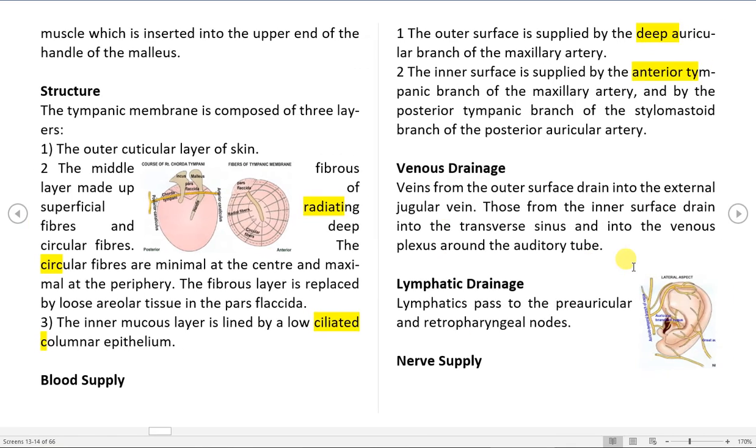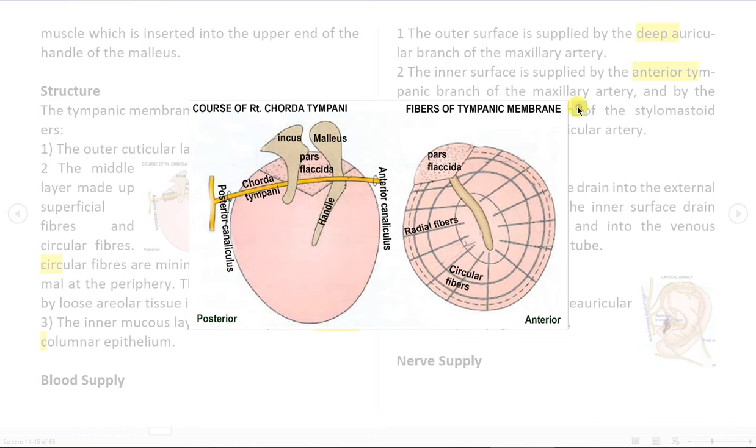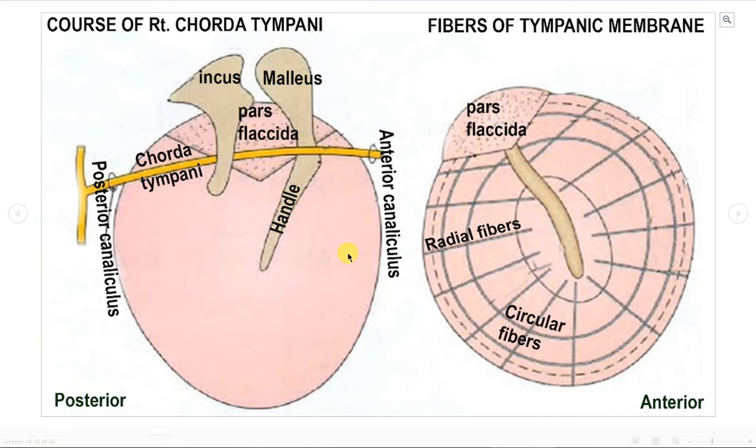Now, middle fibrous layer is having two different types of fibers: outer circular fibers and inner radial fibers. Similar names you will have in the iris of the eyeball, muscles of the pupil. It will have radial and circular fibers. So here middle fibrous layer of tympanic membrane has similar structure.